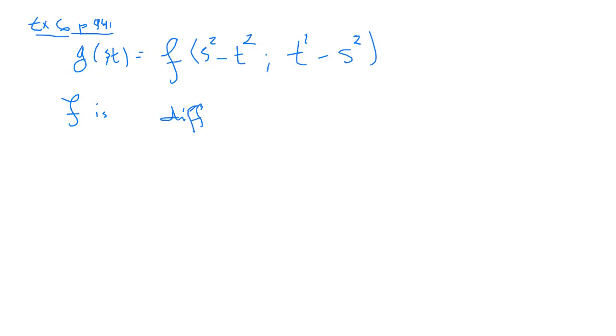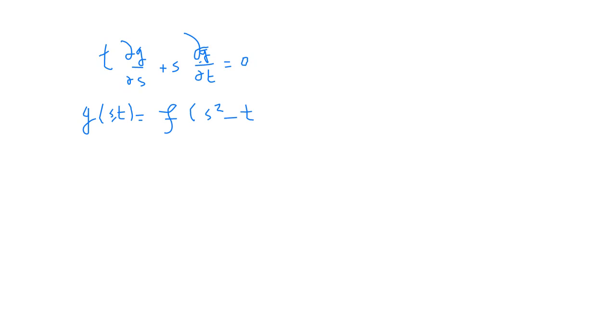Now, we'd like to show that this function g satisfies the following. I'll write it again. I'd like to show that t times dg over ds plus s times dg over dt equals 0. In fact, we had g of s, t. So probably you can see right now that you need to compute the derivatives of g with respect to s and t, and you plug it in. s squared minus t squared, and the other one is just the opposite.